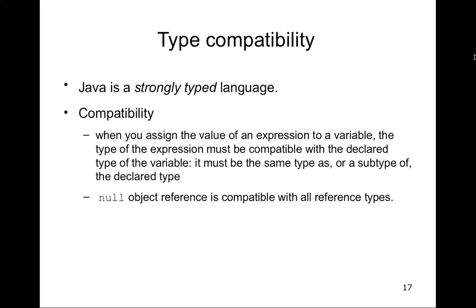So in terms of compatibility, when you assign a value of an expression to a variable, the type of the expression must be compatible with the declared type of the variable. So if it's an integer, it has to be assigned to an integer. So it must be the same type or subclass. So in order to exchange objects all over the place, actually, you can take an array of anything you want, as long as you treat all those things like objects.